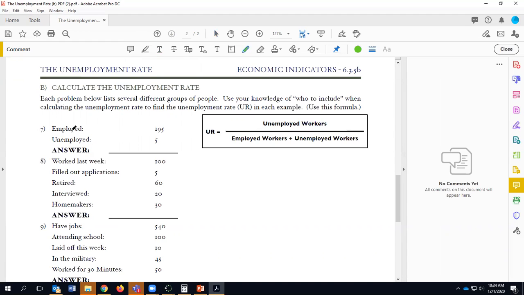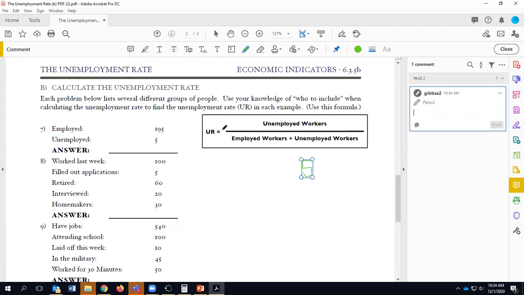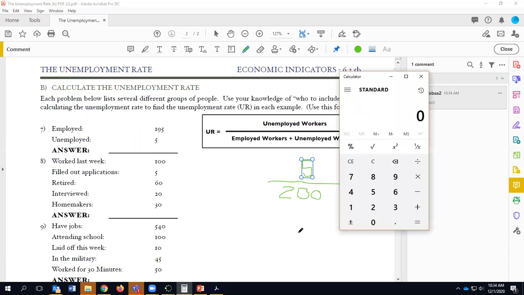So our unemployed workers for number 7 are 5. And our employed workers plus unemployed workers, so we're going to divide that. So 5 plus 195 is what? 200. So unemployed, 5. Employed plus unemployed, 195 plus 5. So what's 5 divided by 200? 0.025. To make that a percent, you move the dot over 2 times, so it's 2.5%.